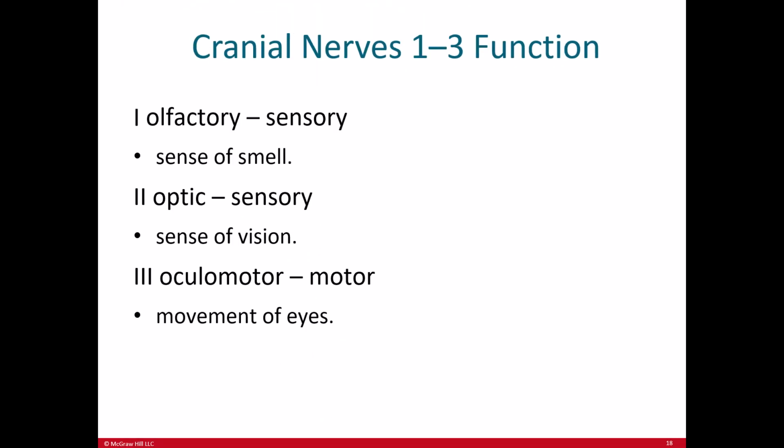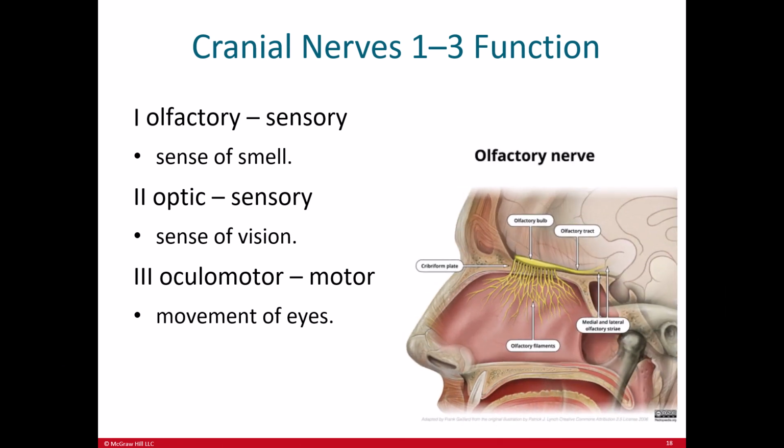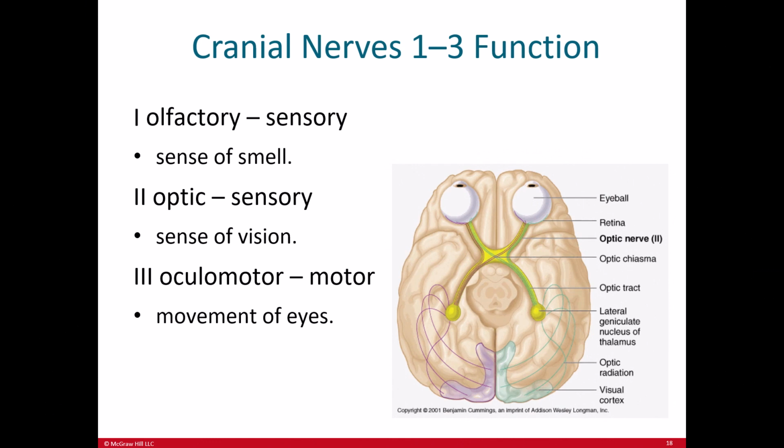Now we're going to learn a bit about what each cranial nerve does. What is the function? So as you can see here, the first cranial nerve is the olfactory, which is a sensory nerve, and this controls our sense of smell. Then our second cranial nerve is optic. It's a sensory nerve as well. This is responsible for our sense of vision.